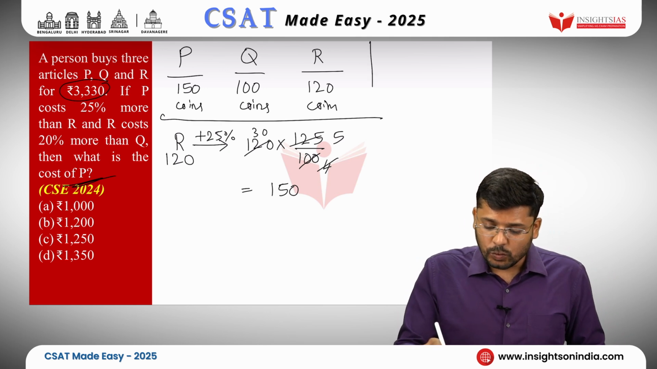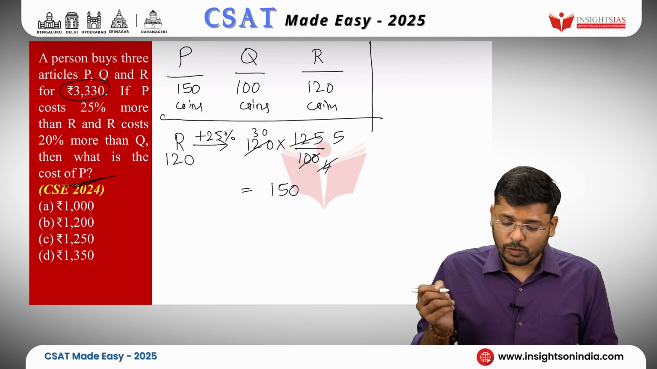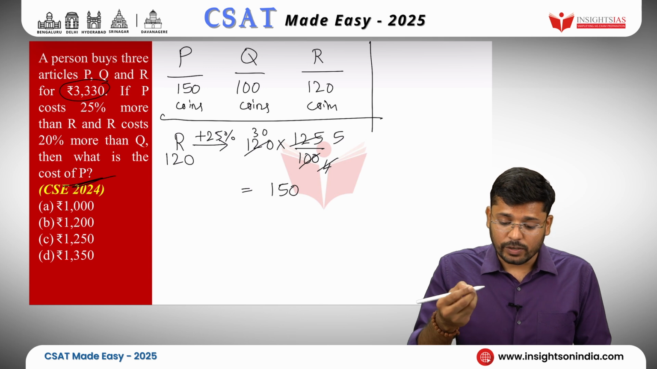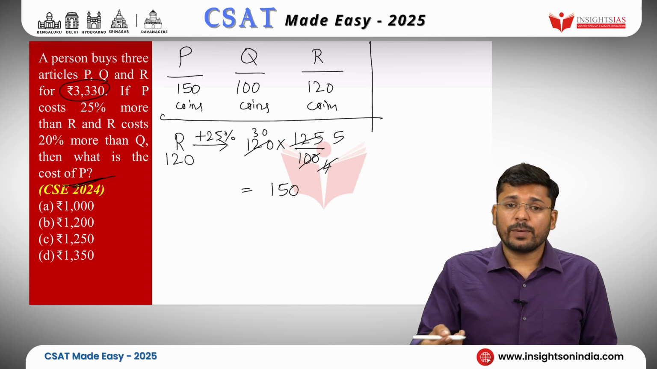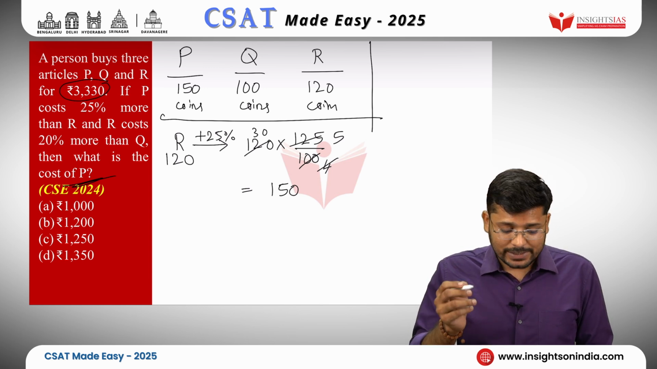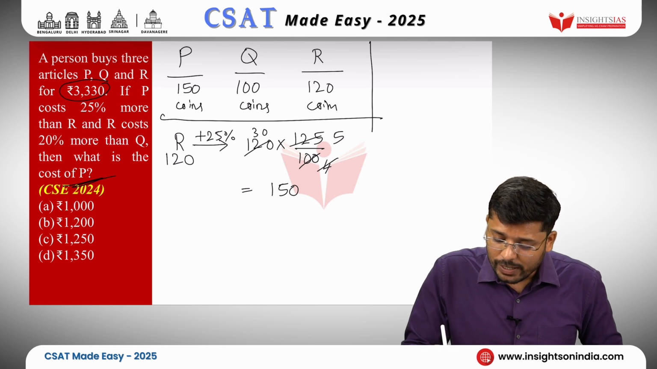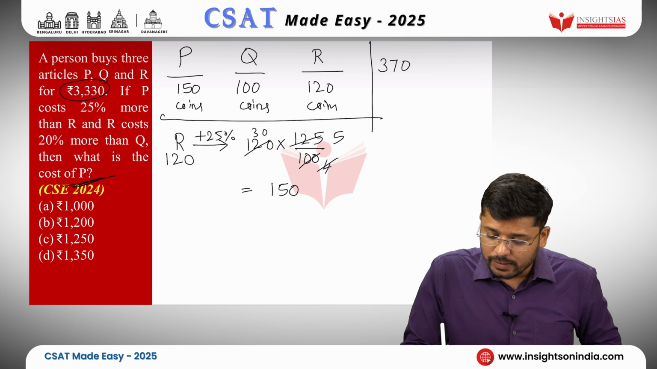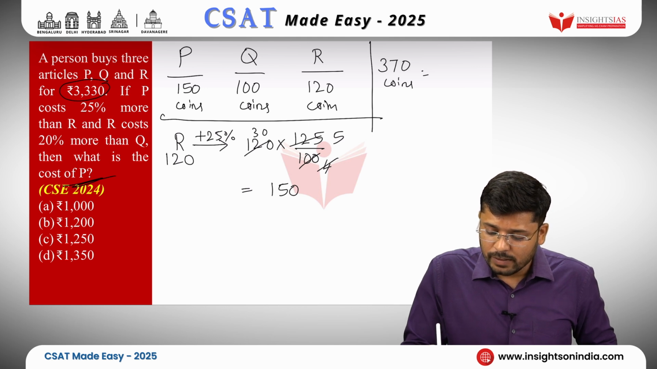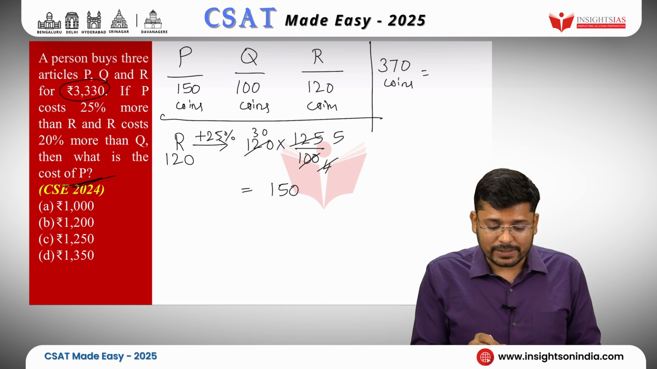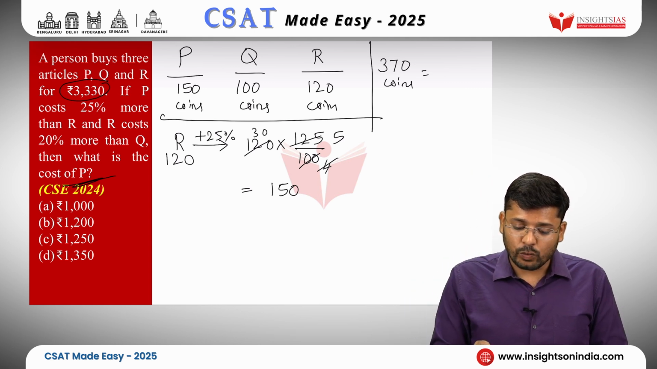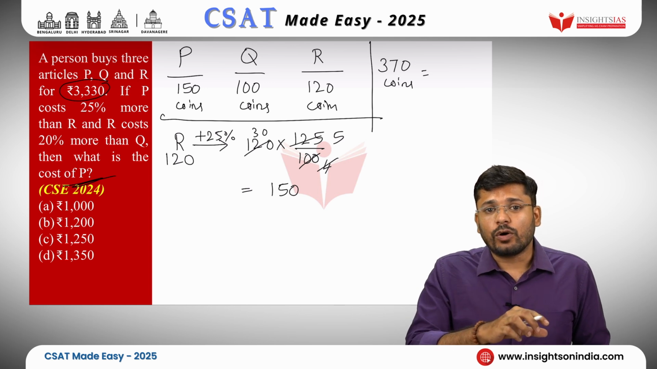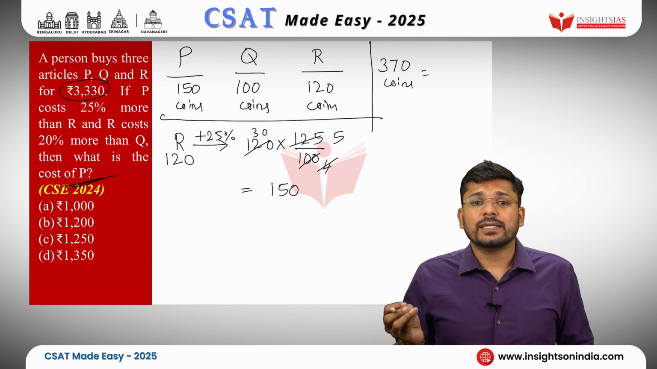Now what is the total value of P, Q and R by this coin method? It would be 150 plus 100, that is 250, plus 120, that would be 370. So the total cost of P, Q and R would be 370 coins. But look at the question, they are telling us a person buys 3 articles P, Q and R for rupees 3,330. It means that 370 coins are equivalent to 3,330 rupees.